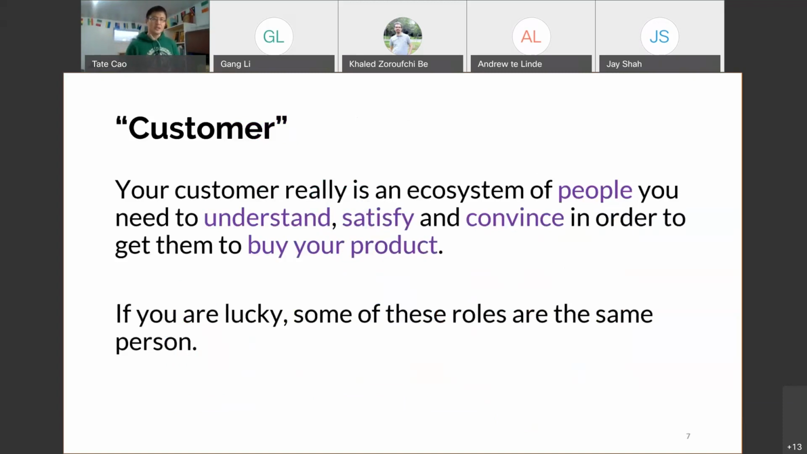So if you're lucky, some of those roles are the same person. If you're trying to sell beer, typically the guy who drinks the beer is the one who buys the beer. But if you're trying to sell something slightly different, especially a more complex enterprise-level product, oftentimes the person who uses it may not be the person who actually buys it. So be careful and do your legwork. And this is why I cannot emphasize enough: if you have not talked to people, pick up the phone and start talking to people.